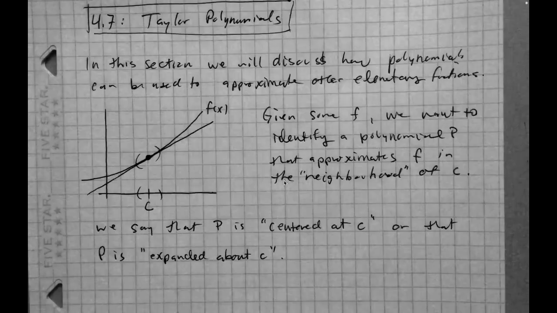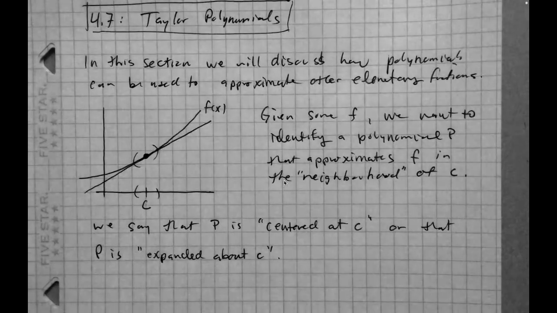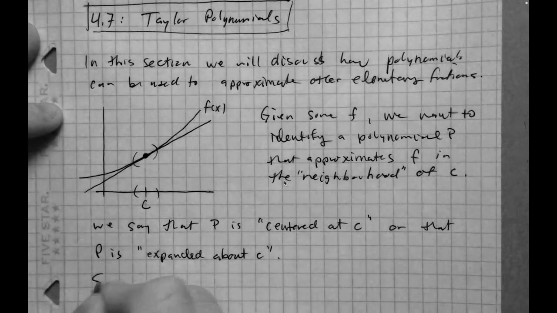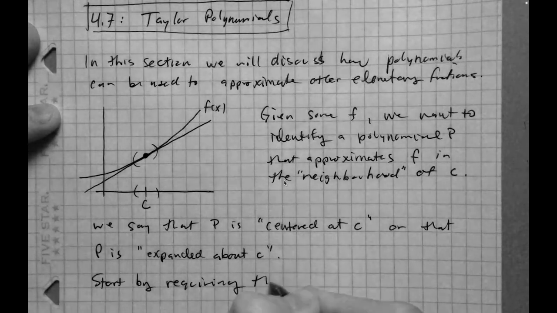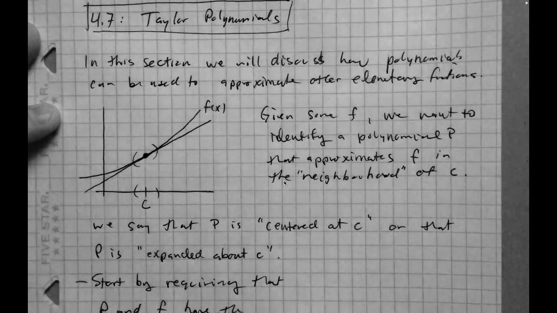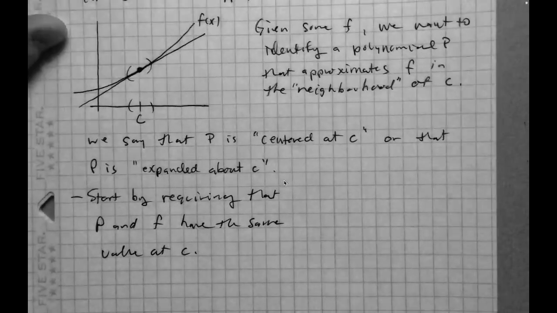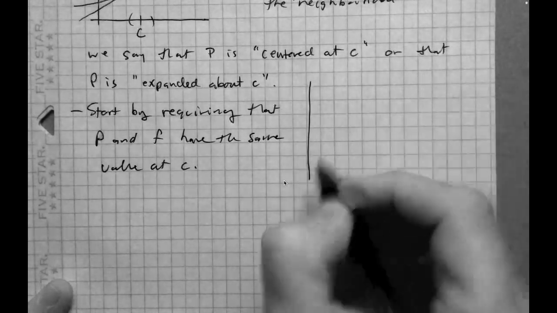Okay, and so the way we're going to generate these approximations is we're going to start by simply requiring that p and f have the same value at c. Now that doesn't do a whole lot for us, if you think about that.